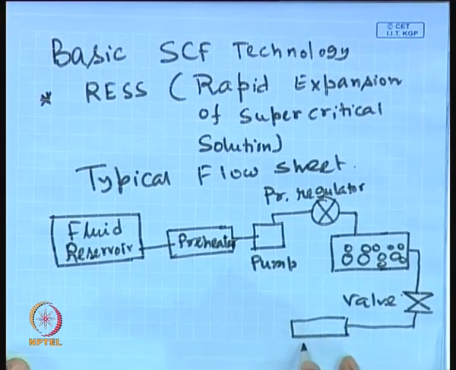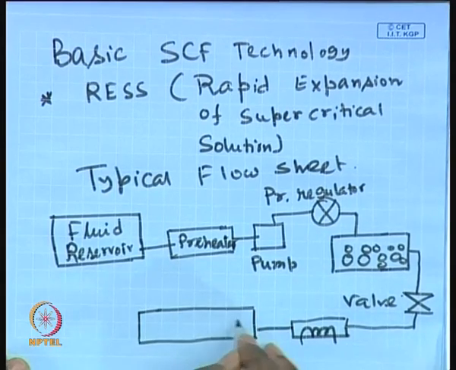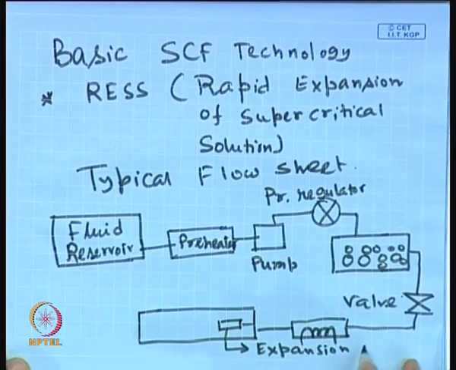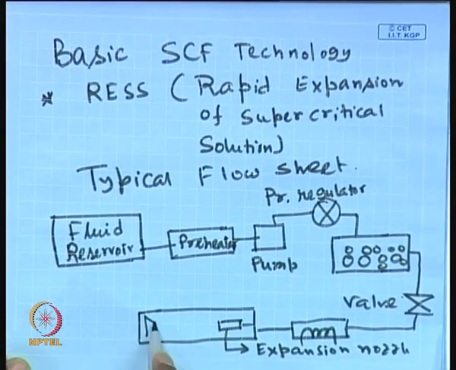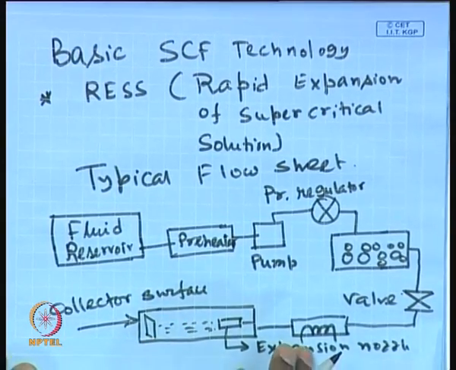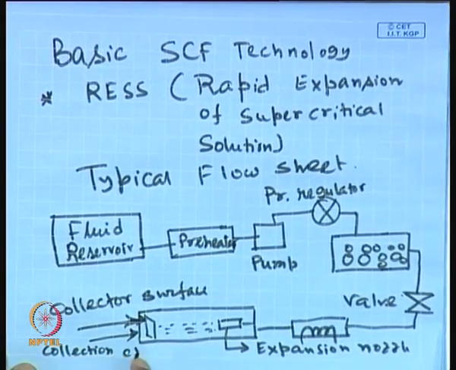There may be a heating region, a heater, and after heating it may be expanded, and this is an expansion nozzle. And there may be a collector here, okay, and this is the collector surface. After expansion the solute becomes less soluble and it will be collected, and this is basically a collection chamber. This is the collection surface and this is the collection chamber. Okay. So, this is the typical flow sheet of a RESS process, and let us look into some of the salient features of this process.